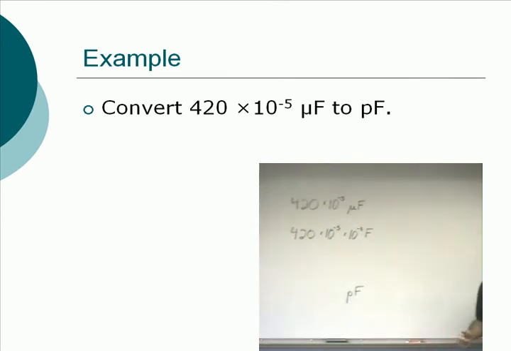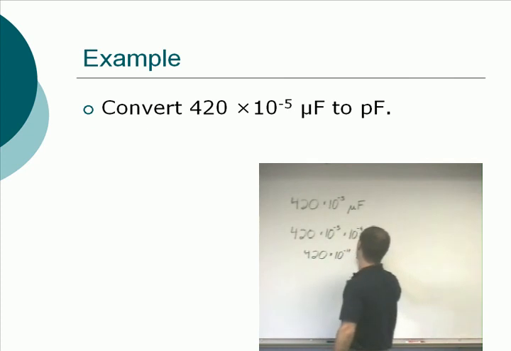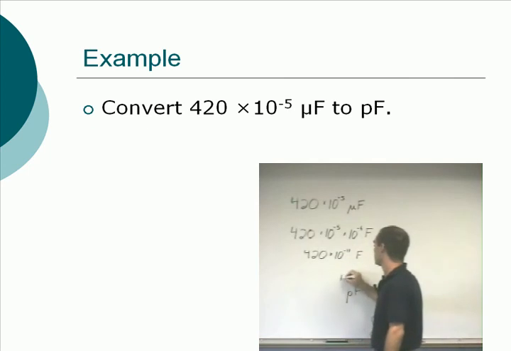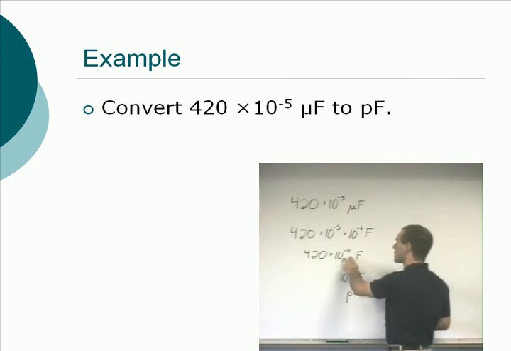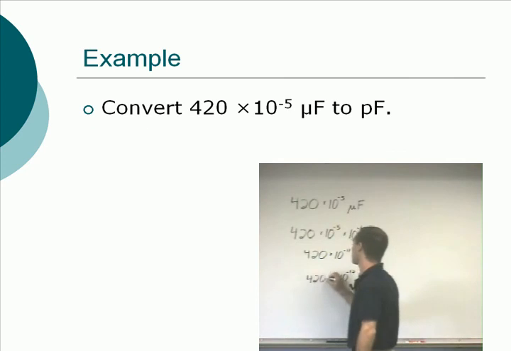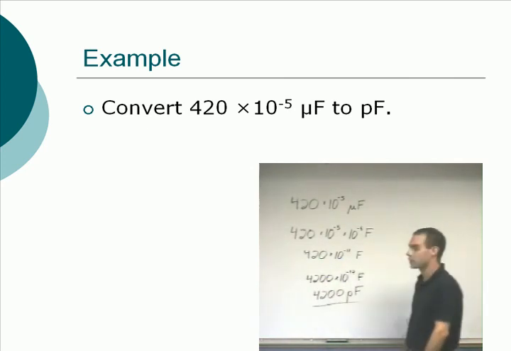Good? Okay. Lump the powers of 10 together: 420 times 10 to the negative 11th. We want to end up with pico, which is 10 to the negative 12th. So we're going to make that power of 10 one spot smaller. This has to become slightly larger: 4,200 times 10 to the negative 12th, or in other words, 4,200 picofarads. And we're done.